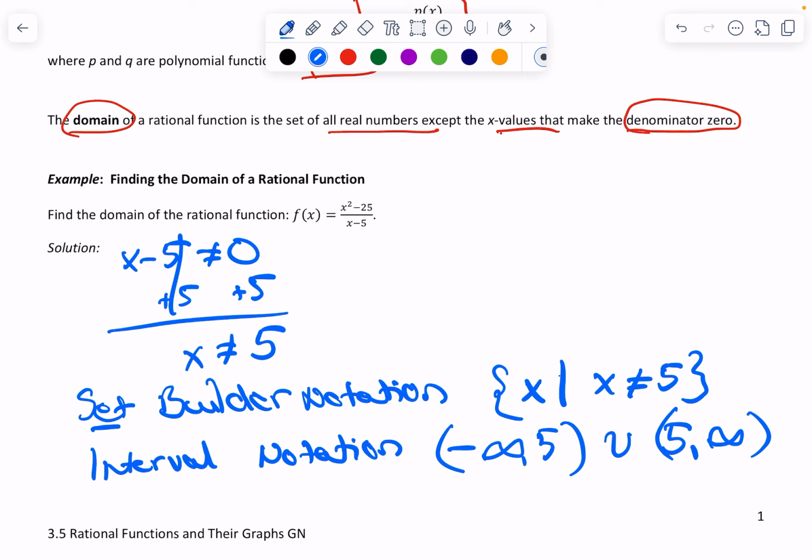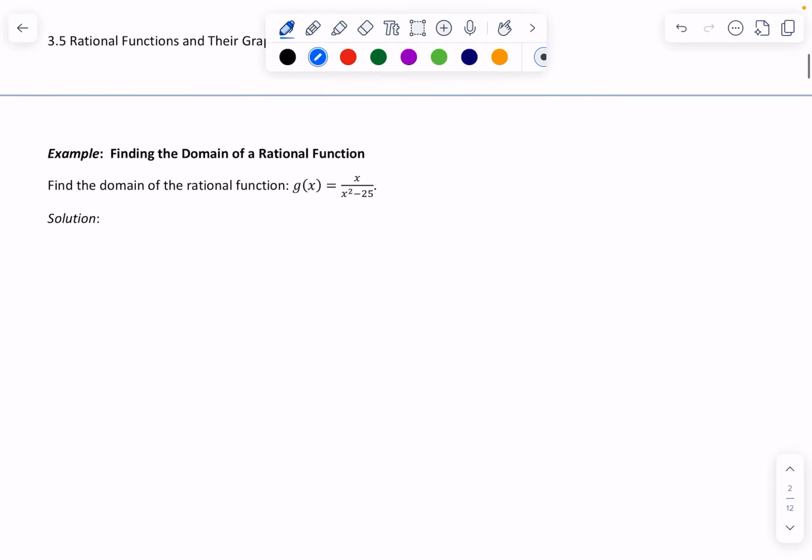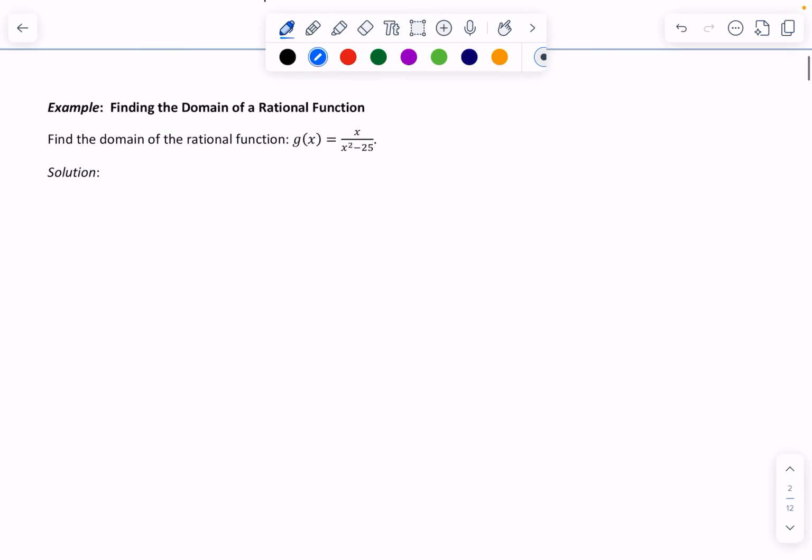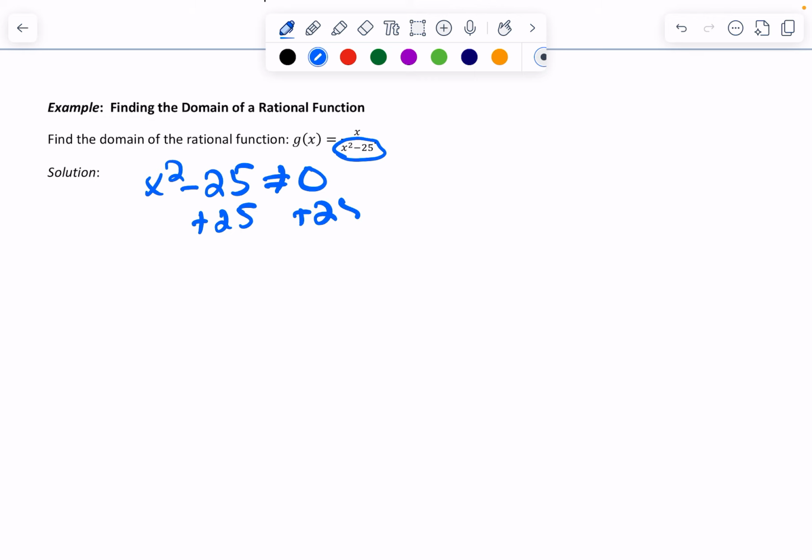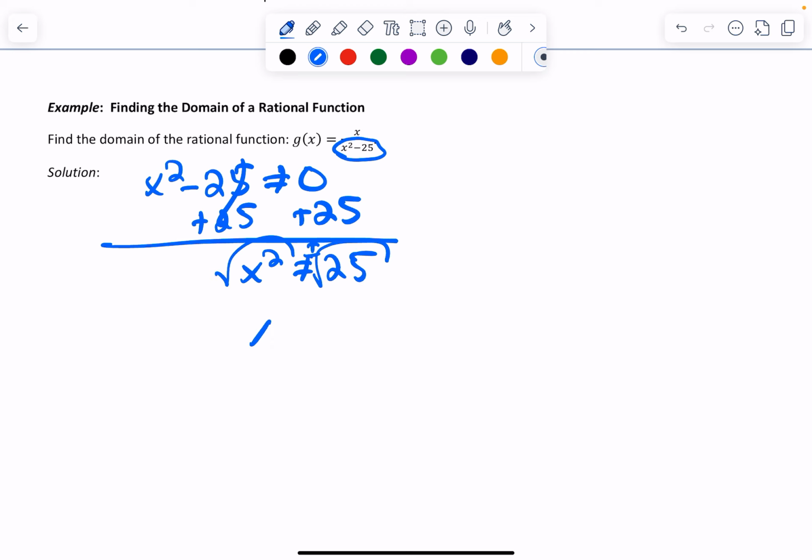Okay, let's look at another example. Find the domain of the rational function g of x. So we have x over x squared minus 25. Again, we know that we can't divide by 0, so the x squared minus 25 cannot equal 0. So we're going to solve for x to see what x cannot be. Adding 25, we get x squared cannot equal 25. We take a square root and remember to add the plus and minus. So x cannot equal positive and negative 5.